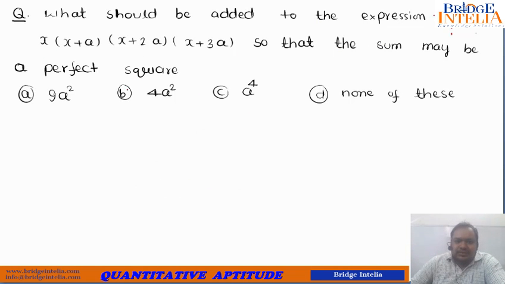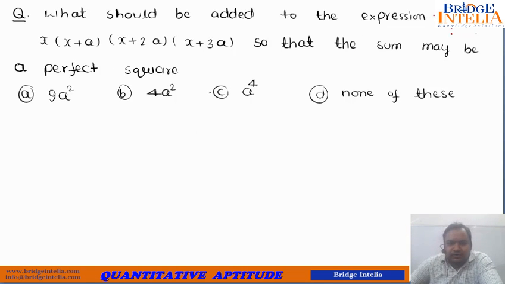Now you see, what should be added to this expression so that the sum may be a perfect square? We have already learned how to solve such questions. Now we won't solve it, we will guess the correct answer out. Let's see how we can do that.